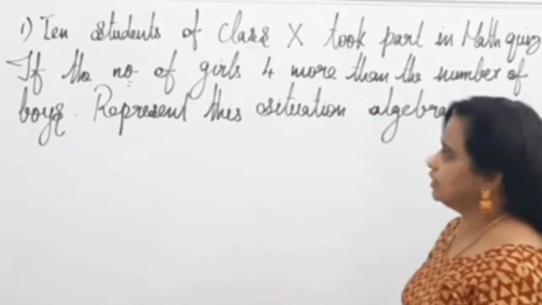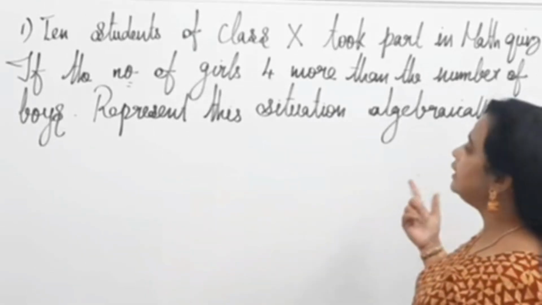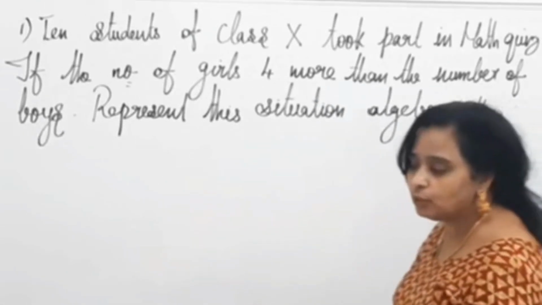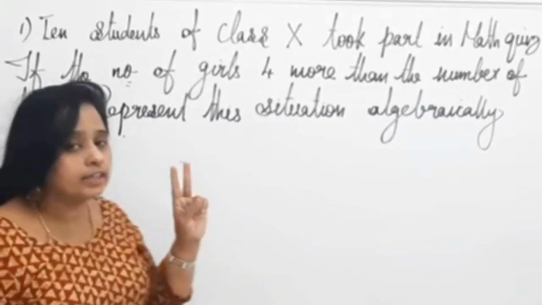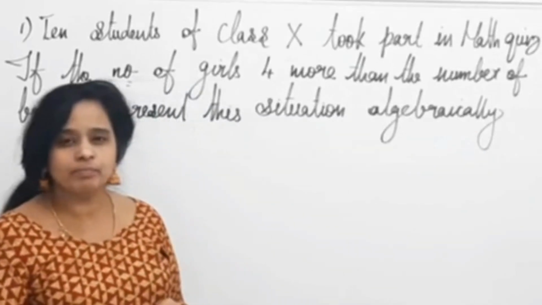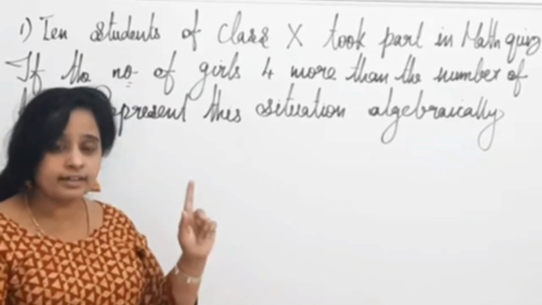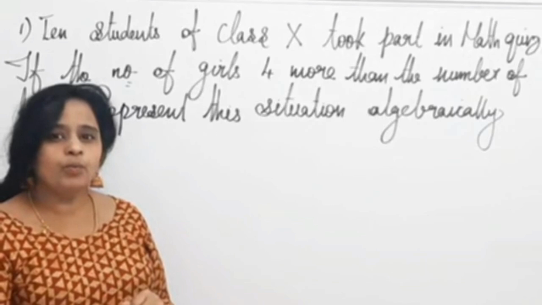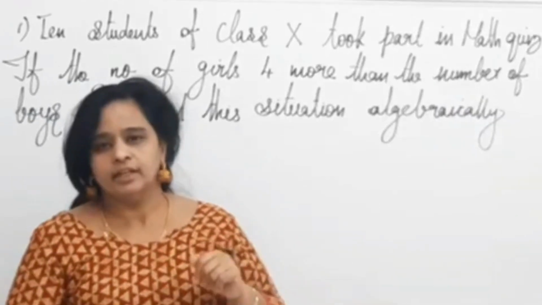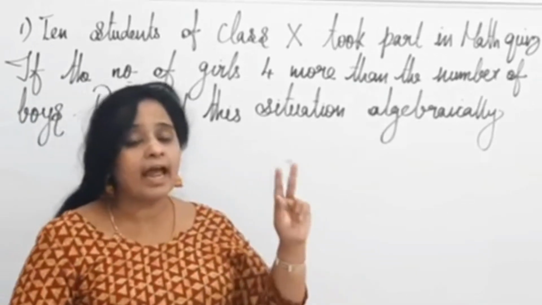Children, we look at the first question. 10 students of class 10 took part in a math quiz. If the number of girls is 4 more than the number of boys, represent this situation algebraically. Now, when you are asked to find two unknown values, you have to differentiate it from the quadratic equation, that is, a pair of linear equations. Why? Because you will be asked to find two things, two unknown values. Here, find the number of boys and girls.